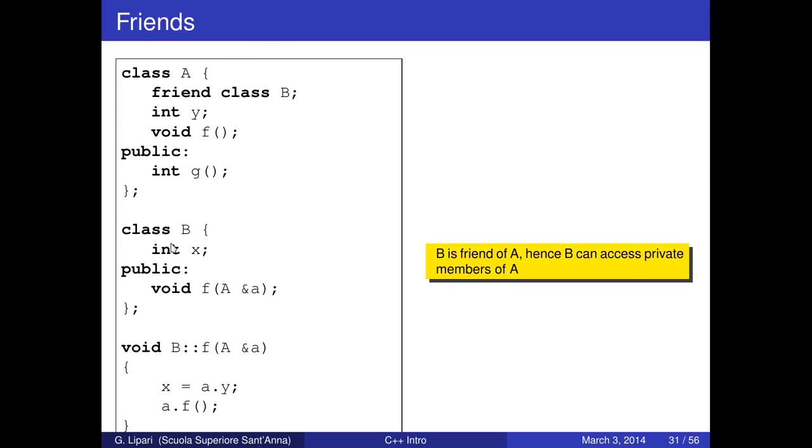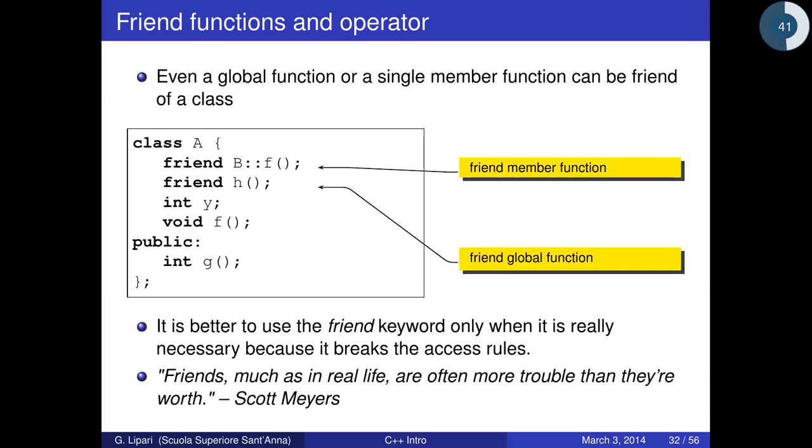Of course, the other way is not possible. B cannot declare that A is a friend and access data. It's one way. So, for example, A cannot access the private data of B, of course, unless B specified that A is also a friend. So friend means that B can access A, not vice versa.